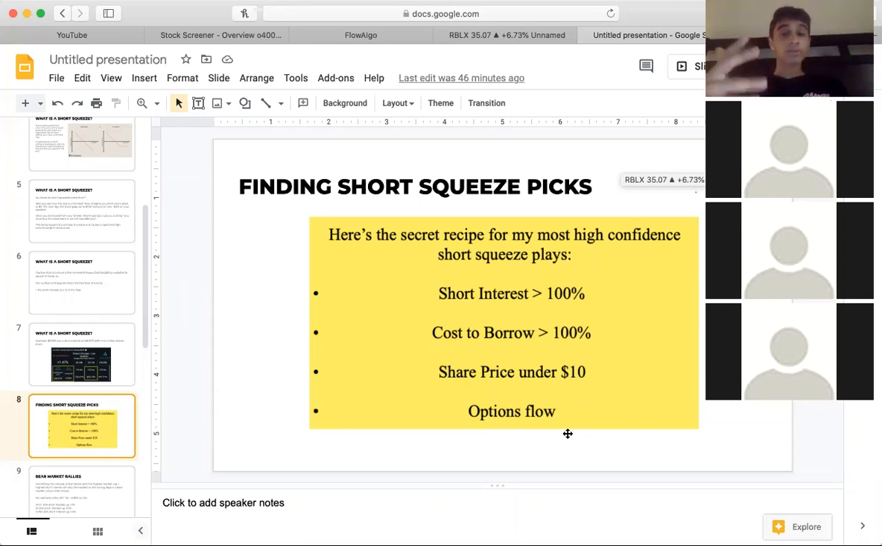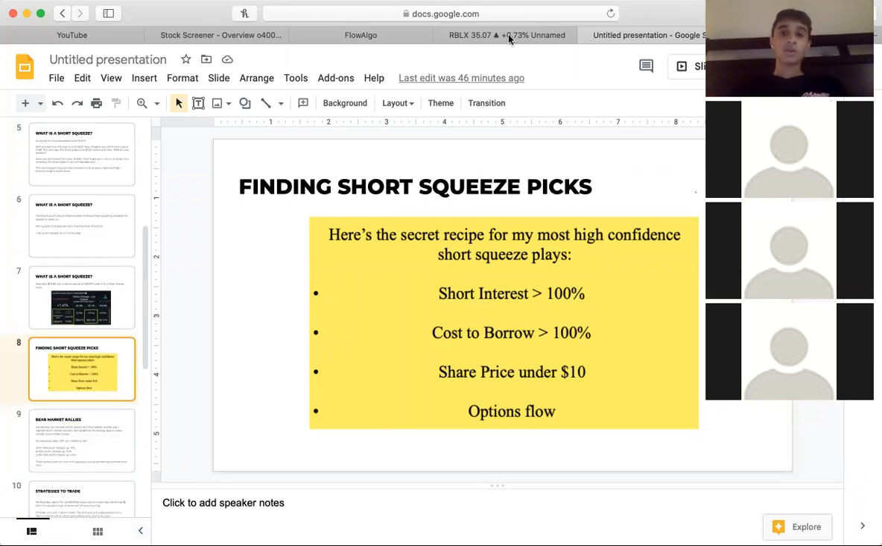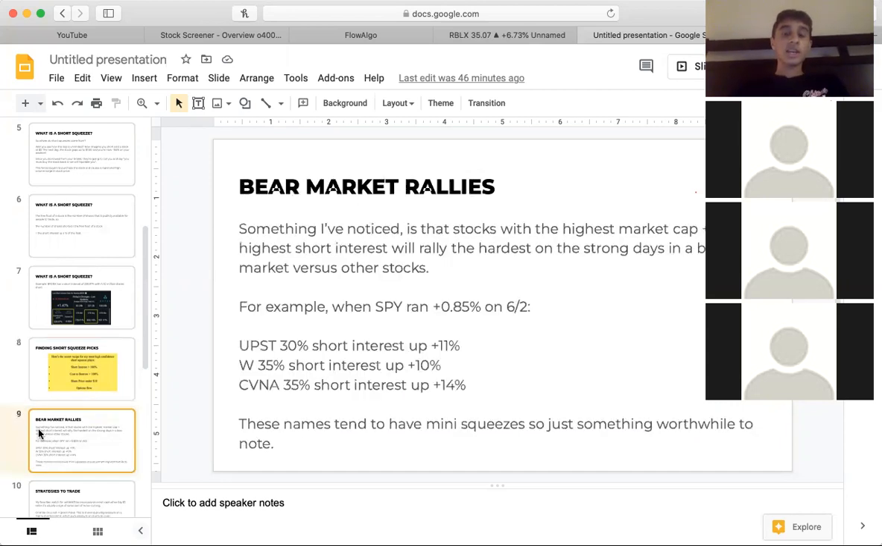The last thing I'm always looking for is options flow, which I'll go over later today as well. That's because when I see big money pile in, they usually are correct about their timing, and that's how you know you're timing it right. A lot of times you see stocks with a high short interest, but they won't go anywhere, and that's because there's no volume, there's no money in it. But when big money starts piling in, that's how I usually get a sense, okay, it's almost time for it to make a move.